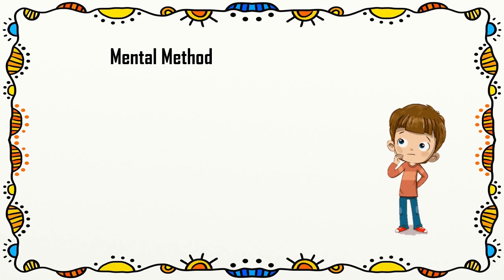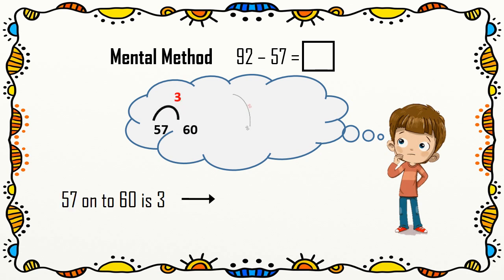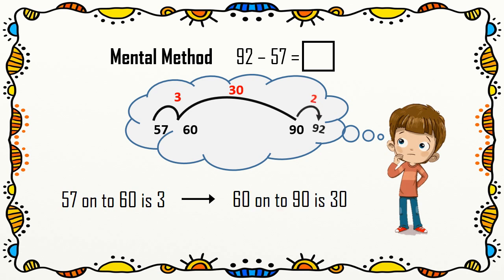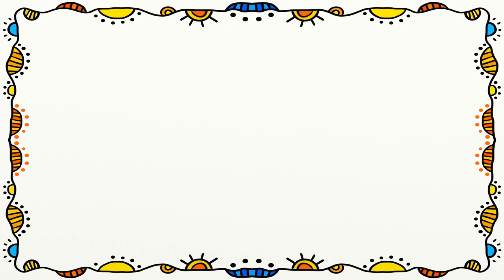Mental method. Let's assume we need to find 92 minus 57 is equal to what number? Starting from the lowest towards the highest number, let's calculate in steps. 57 onto 60 is 3. 60 onto 90 is 30. 90 onto 92 is 2. So, adding these values we get 3 add 30, add 2, is 35. So, 92 minus 57 is equal to 35.